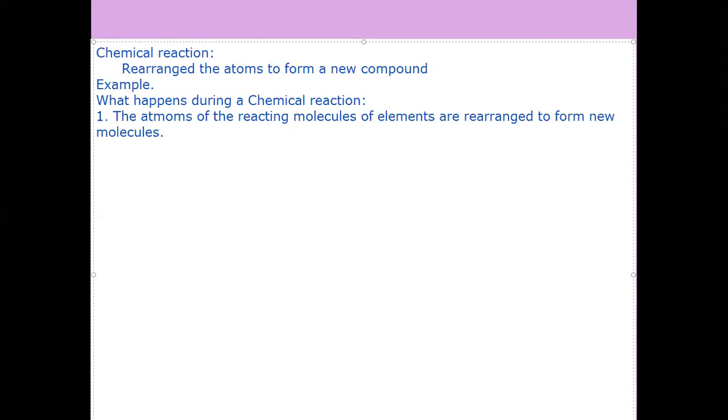For example, methane plus oxygen, these are the reactants. They react to form new molecules, carbon dioxide and water. The methane formula is CH4, plus oxygen 2O2, gives CO2 plus 2H2O.